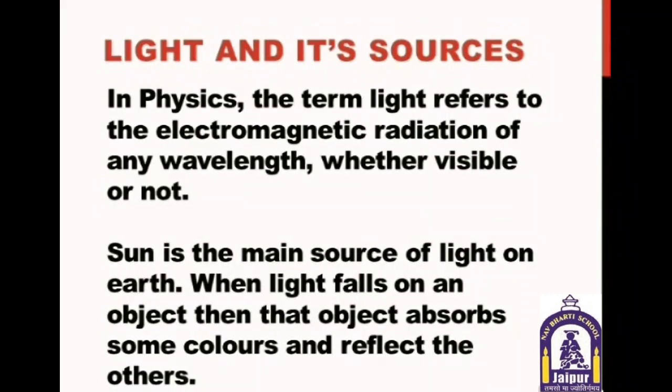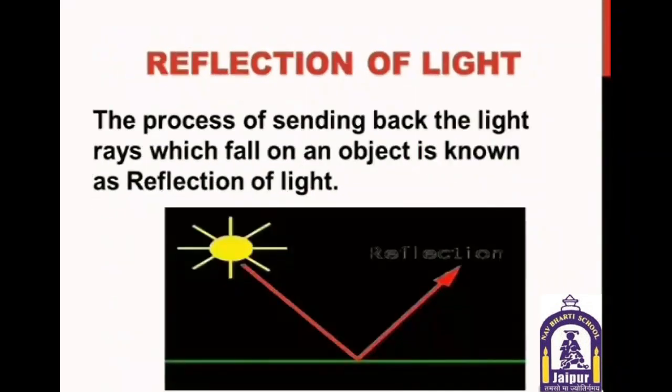In physics, the term light refers to the electromagnetic radiations that can be of any wavelength. So what are electromagnetic radiations? These are the radiations generated by an electromagnet. These radiations could be visible or could not be visible. So let's carry on with this topic.